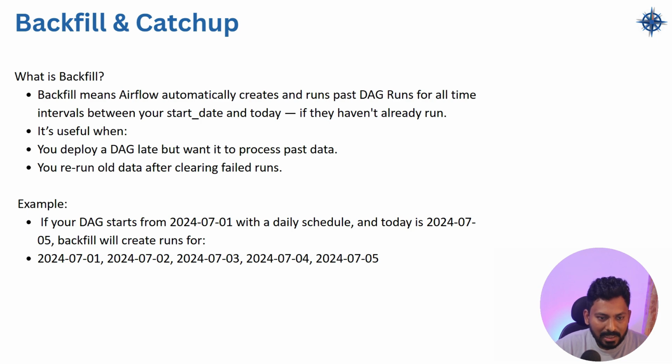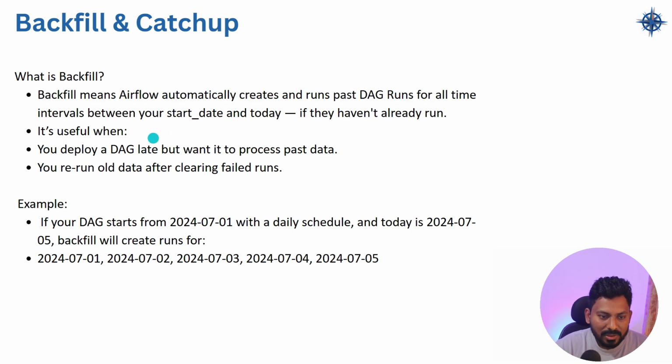So let's say I have put the start date at the 1st of July. Today's date is 15th of July. So my DAG will execute for all the 14 days for which it missed the execution. Okay.